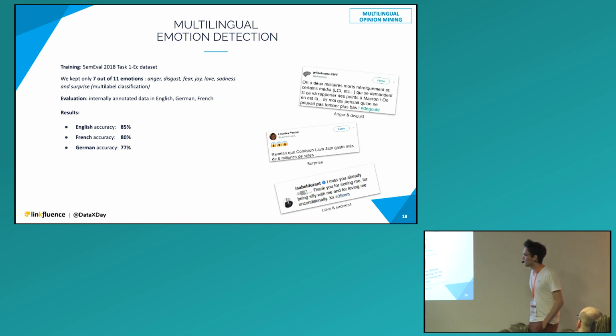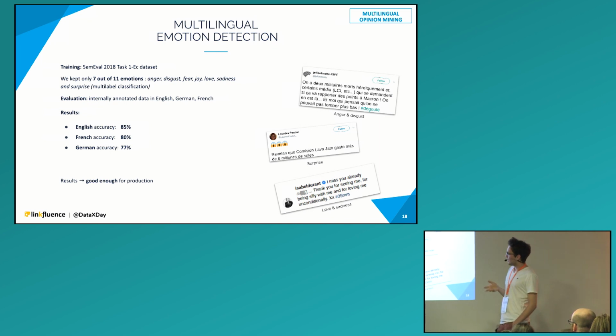And here are the results. We compared with a model trained from scratch on the annotated data, and here are the results of our approach. In English, the accuracy is around 80% on average, and we considered that, as we didn't have this feature yet in the production pipeline, we didn't have an emotion detection algorithm, so we decided that it was kind of free to put it into production.